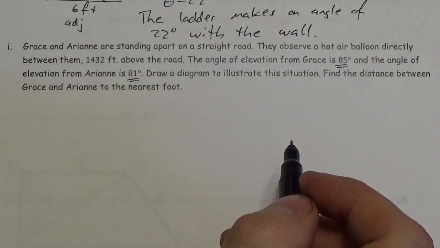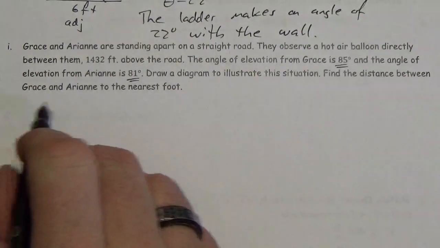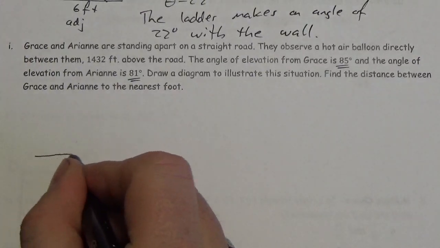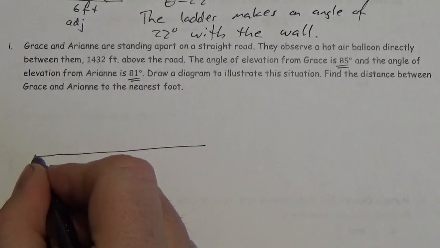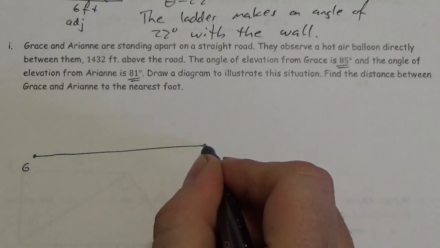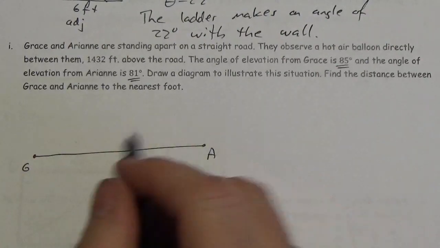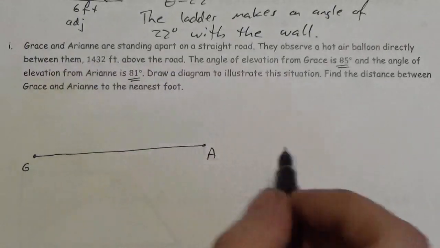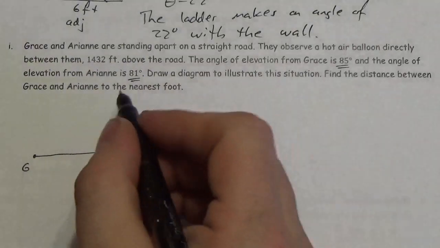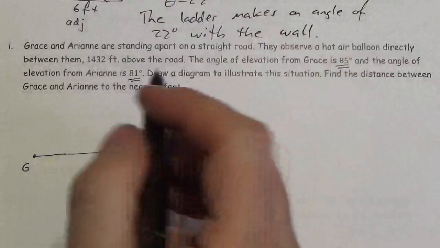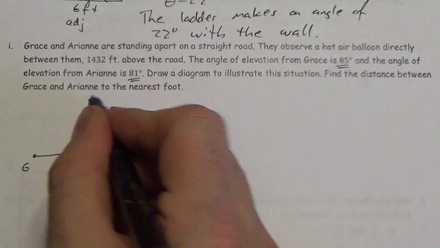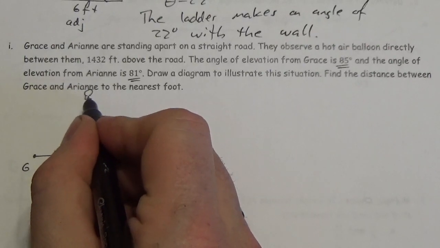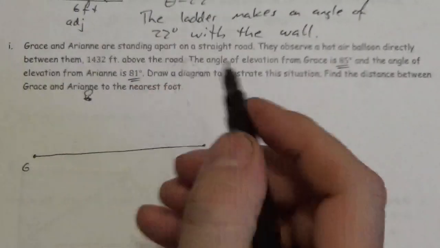and it kind of throws off their math a little bit. We're going to draw a diagram to illustrate the situation here, and then we're going to find out the distance between Grace and Ariane. Okay, we got to draw this out here. So here's Grace, and here's Ariane. Now, Grace has the larger angle of elevation. So what I suspect is, and I'm going to kind of exaggerate this, we got this hot air balloon, and it's going to be a little bit closer to Grace here. So here's your hot air balloon. Whatever, you get the idea.